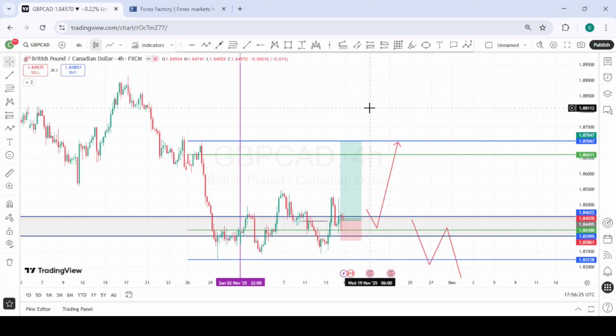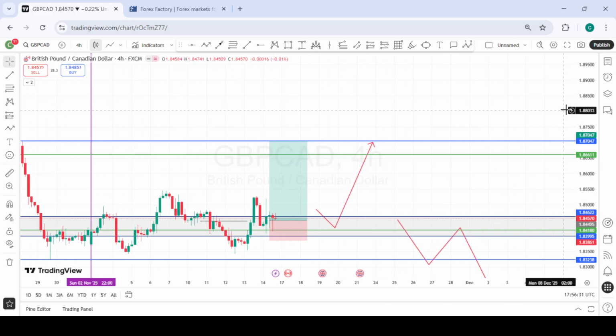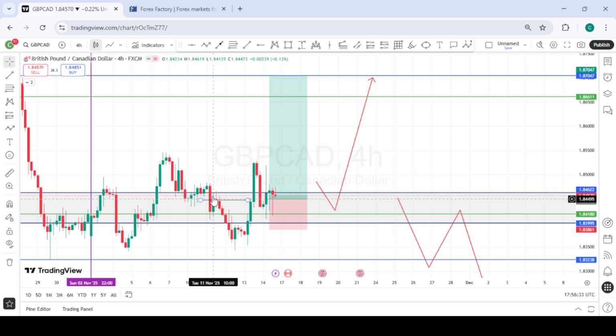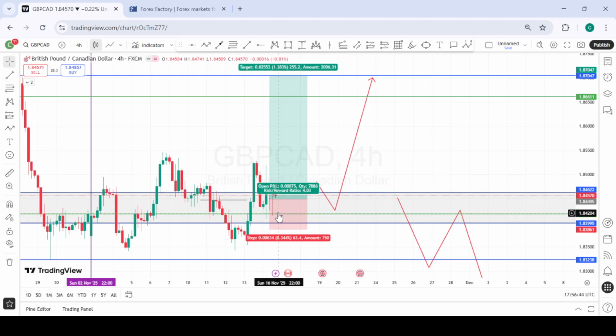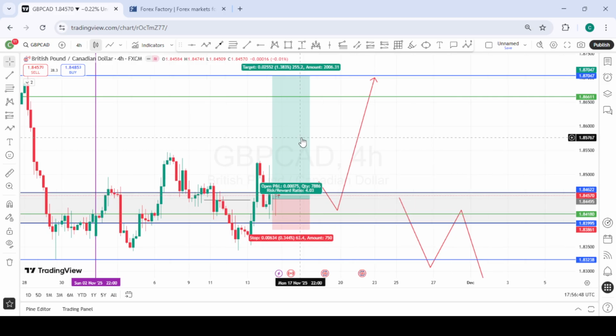We have here GBPUSD. This setup was shared last week, and we were anticipating price to react from this area of interest. Price actually dipped a bit lower and later gave us a 4-hour structural shift here. And then after the 4-hour structural shift, it pulled back to give us a possible C leg formation where we were able to get our entry for this buy to the upside.